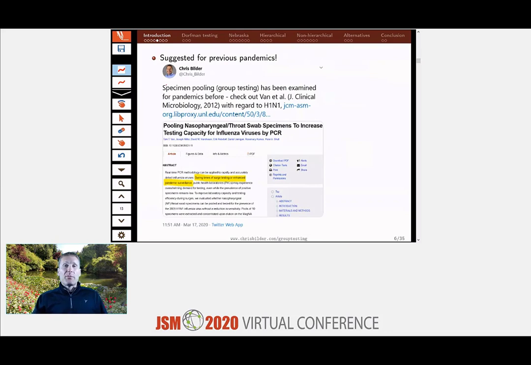Interestingly, group testing has already been suggested in the past for previous pandemics. There is a great paper by Van et al. that kind of foreshadows the experience we're having right now. What they investigated was how group testing could have been used for the H1N1 influenza virus pandemic that we had about 10 years ago.